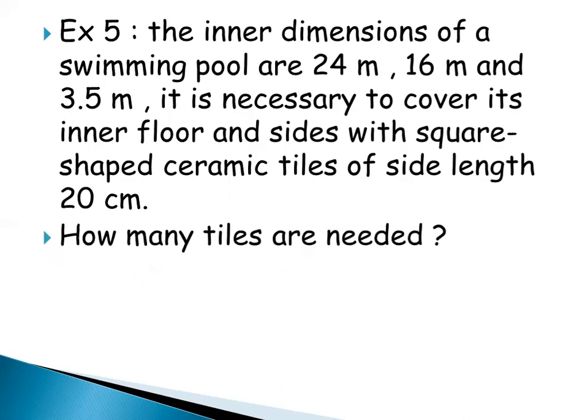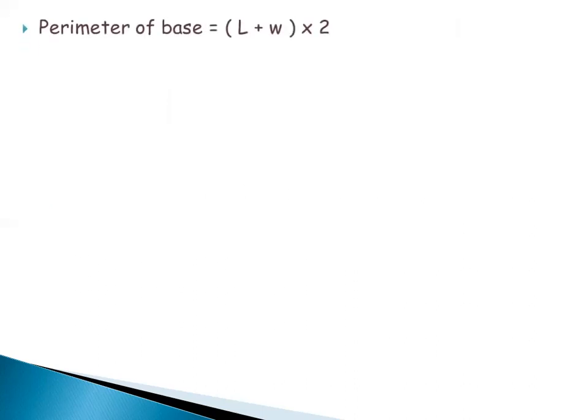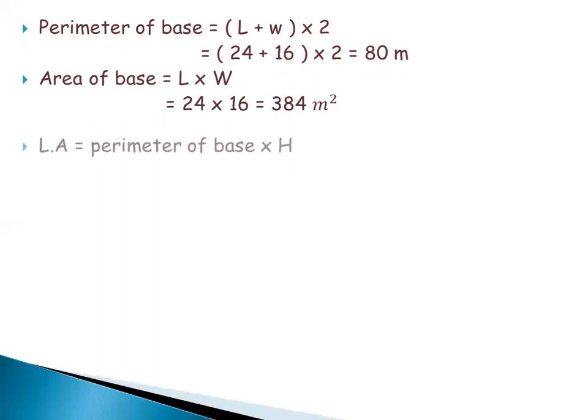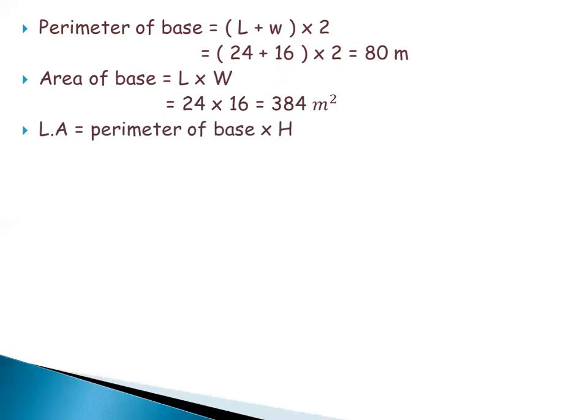And I told you in the first term, to get a number, I'm going to divide something big by something small. So I'm going to get the perimeter of base of the swimming pool by adding length to width and then multiply the answer by 2: 24 plus 16 times 2 equals 80 meter. Area of base equals length times width equals 24 times 16 equals 384 meters square. Lateral area equals perimeter of base times height equals 80 times 3.5 equals 280 meters square.